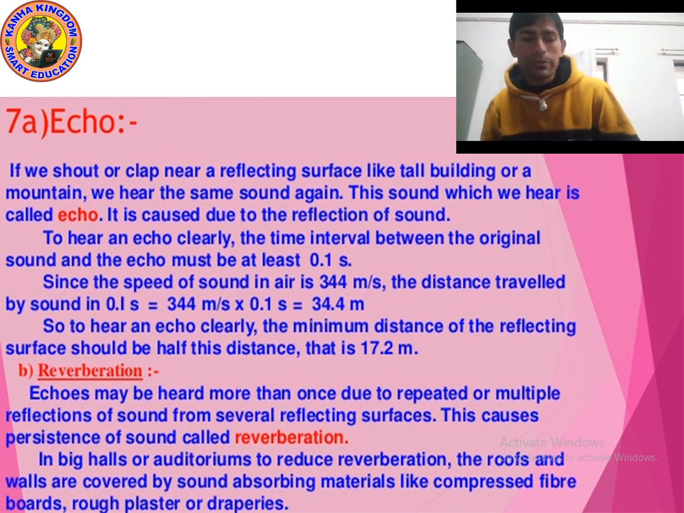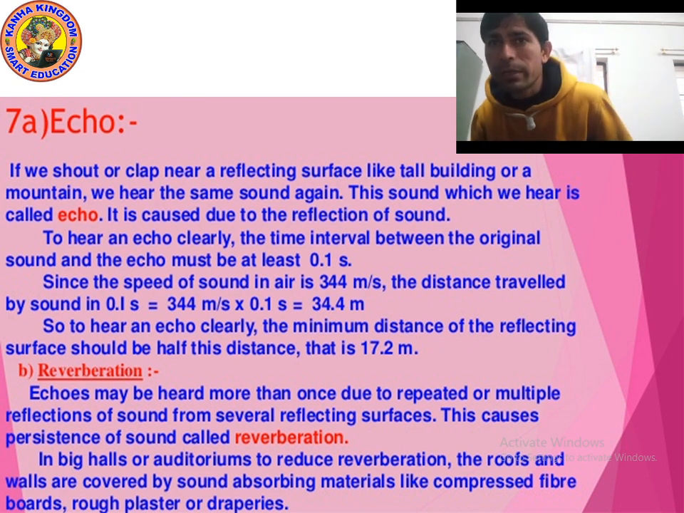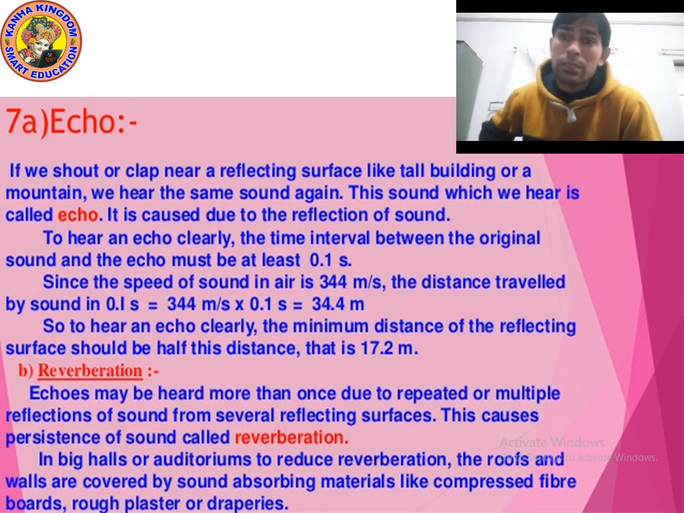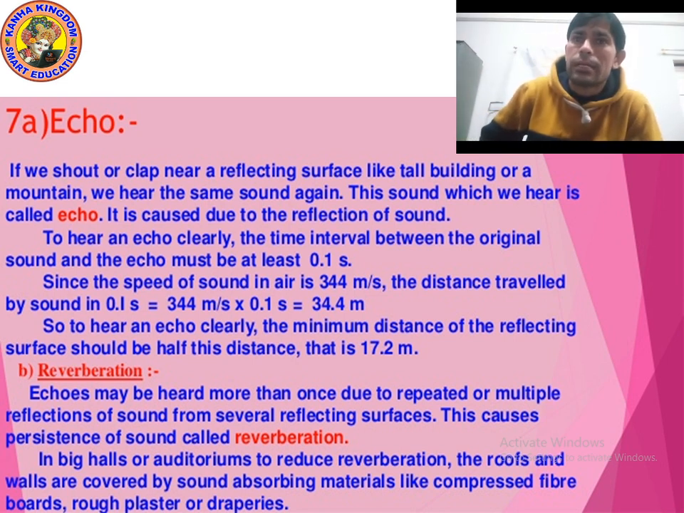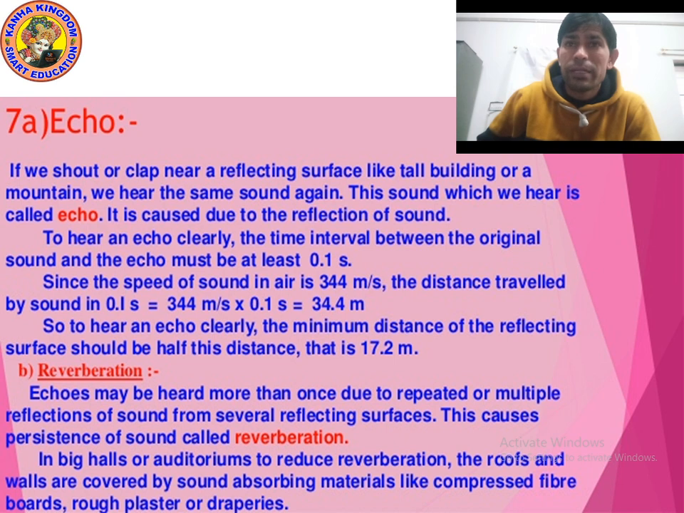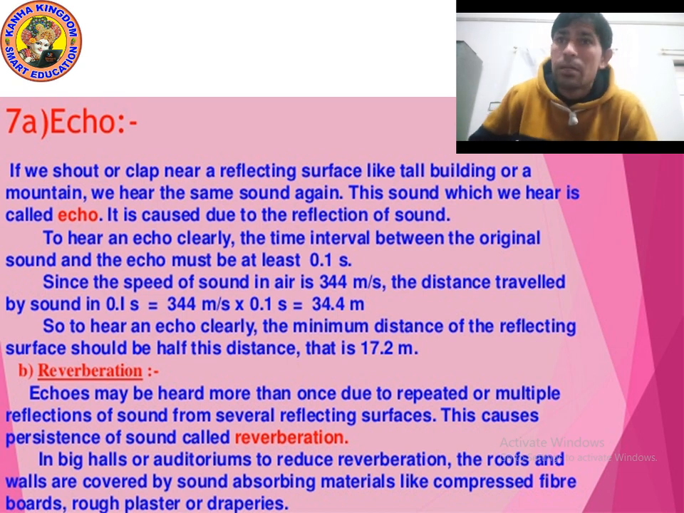It means in 0.1 second, the sound travels 34.4 meter, because the speed of sound is 344 meter per second. So to hear an echo clearly, the minimum distance of the reflecting surface should be half of this distance, that is 17.2 meter.